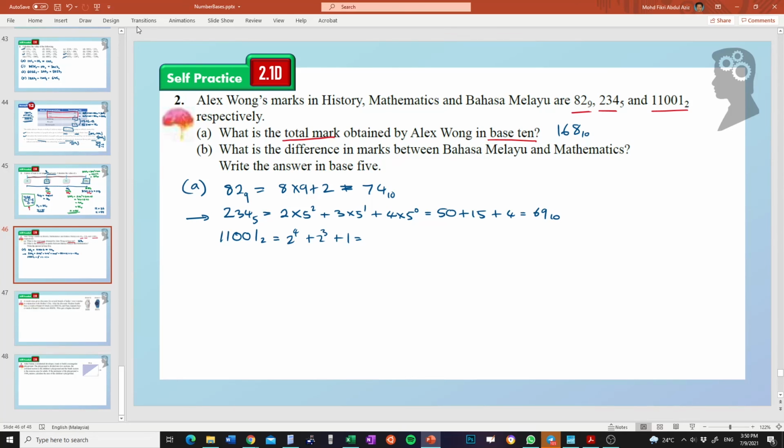Cikgu dapat negatif 134 base 5. Dia negatif, so tak sure. Difference ni dia tak kisah sangat lah negatif atau positif. Dua-dua pun boleh diterima. Sebab the difference between 4 and 5, you can say negative 1, you can also say 1. 16 plus 8 plus 1.